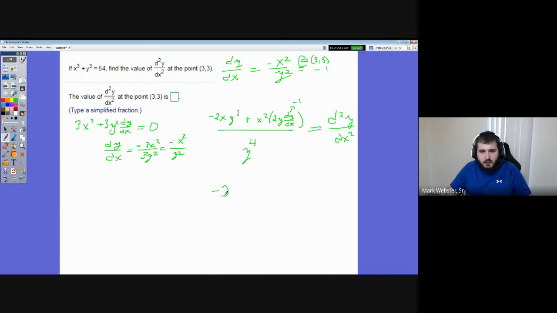So we got negative 2 times 3 times 3 times 3. This is like negative 54, right? 3 squared is 9 times 3 is 27 times 2 is 54. Plus this one, 9 times 6, 54 times a negative 1. So minus 54 again, over 3 to the fourth power: 3, 9, 27, 81.